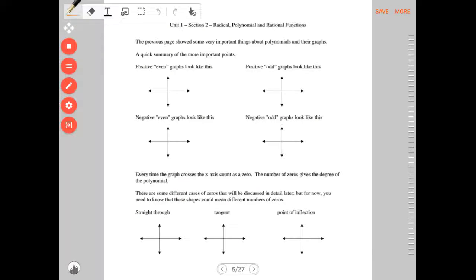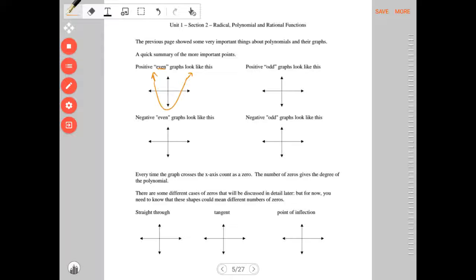Okay, the previous page showed some very important things about polynomials and their graphs. So a super quick summary. Okay, positive even graphs, they always ended high in quadrant 2 and high in quadrant 1, and then they did a bunch of things in between, like a degree 2 just did that. The degree 4 one did this. Okay, really, it doesn't matter what the middle stuff does. The end behavior for a positive even is high in both quadrants. Okay, if you put your arms up in the air like the referee in football, hey, touchdown, woo.